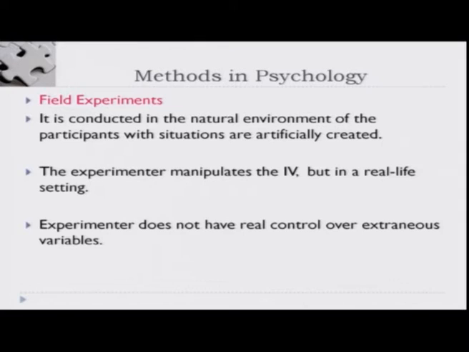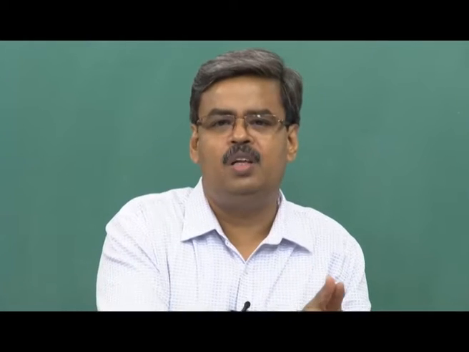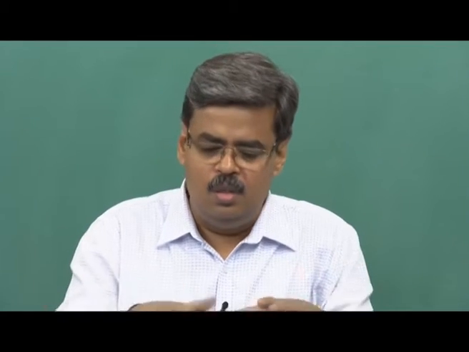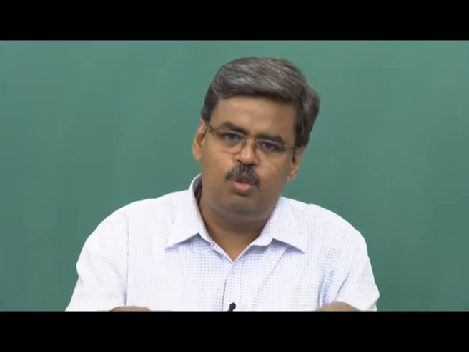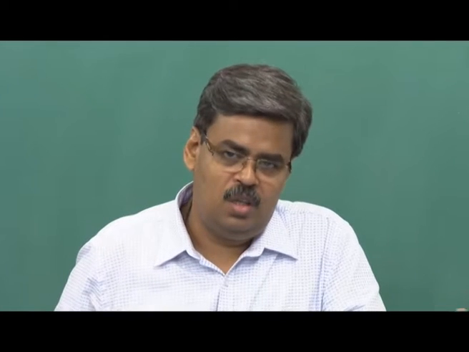Here also the experimenter manipulates the independent variable, but this manipulation is done in the real life setup. And the experimenter does not have real control over certain extraneous variables, the variables which you do not have control over. You can think of the independent variables, you can plan your dependent variables. You assume that there would be a relationship between the independent and the dependent variable, but there could be some other types of variables, called extraneous variables, which you do not have control over.